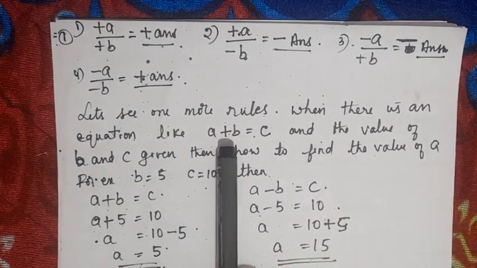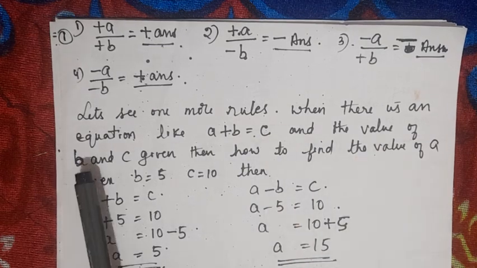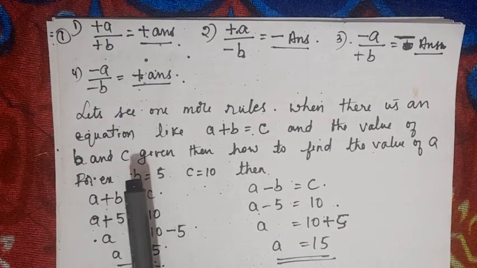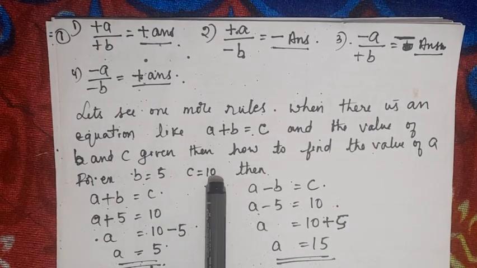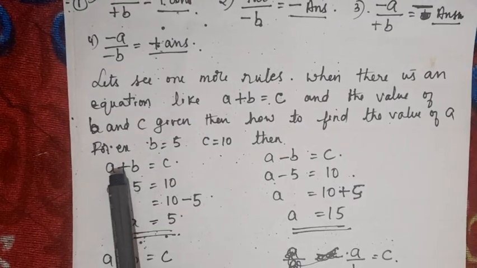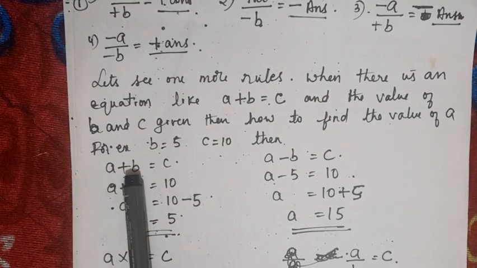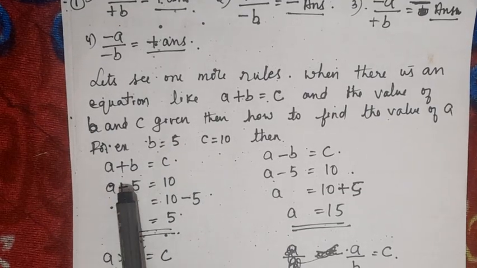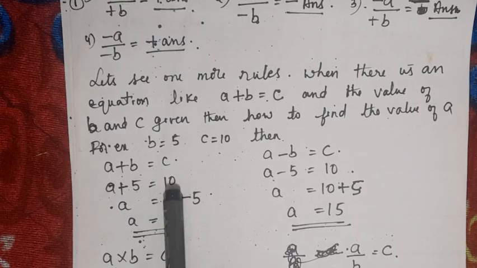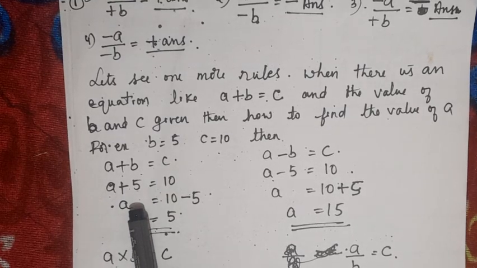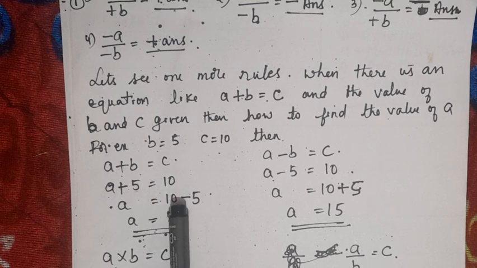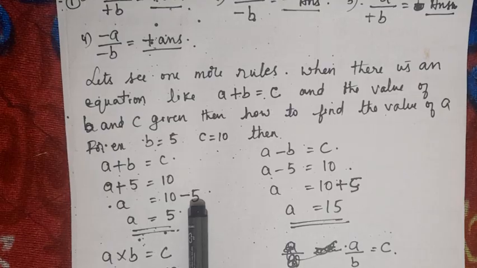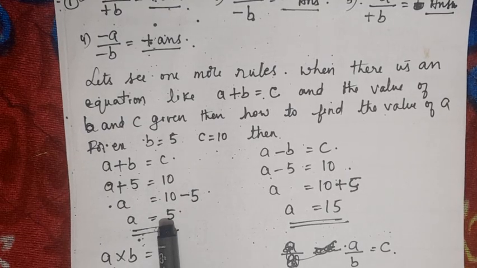When there is an equation like a plus b is equal to c, and the values of b and c are given, how do we find the value of a? For example, the value of b is 5, c is 10. Let's take the equation a plus b is equal to c. Now put the values of b and c: a plus 5 is equal to 10. So when you have to find the value of a, then a is equal to 10. The positive, when it comes to the right side of the equation, will become negative. So a is equal to 10 minus 5 is equal to 5.